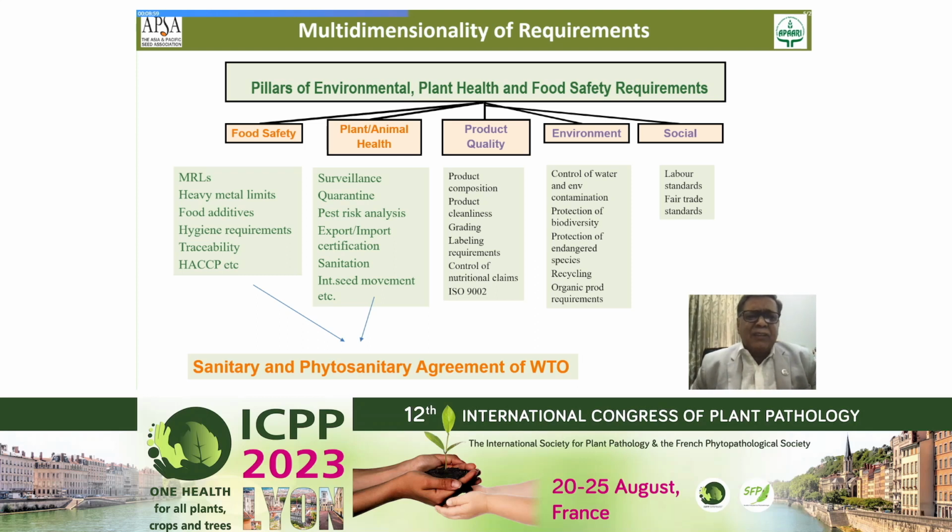There's a multidimensionality of requirements for seed trade and germplasm movement also. For seed trade specifically, you have pillars of environmental, plant health and food safety requirements, which I have tried to highlight here, the 5 pillars. And when we talk of only the SPS agreement of WTO, it is the pillars of food safety and of plant and animal health which assume special importance. However, we cannot ignore, in the comprehensiveness of the subject, the product quality, the environmental factors, and certain social factors which play a role in these requirements.